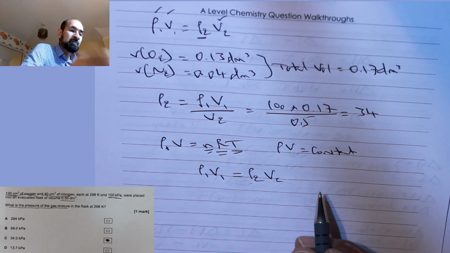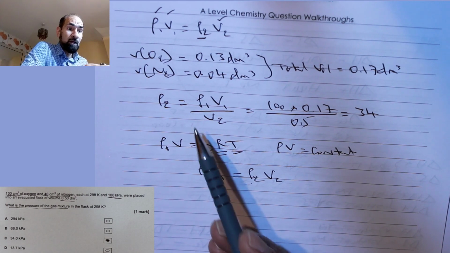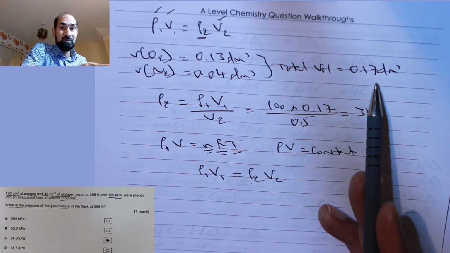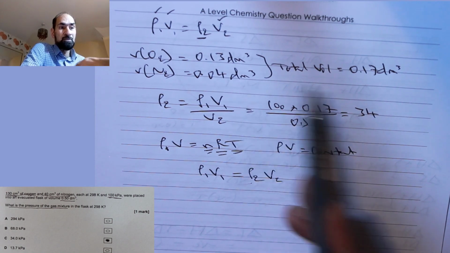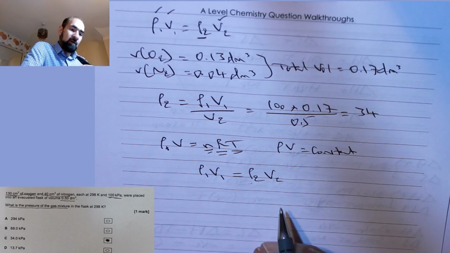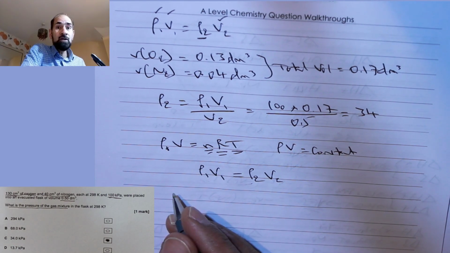As you can see, when I got to this answer, I did get to this answer within 30 seconds. Literally total up the volume, convert it into decimeters cubed, total it up, put it into this equation, 34. There's your answer, right? The longer method. What you could have done is this.